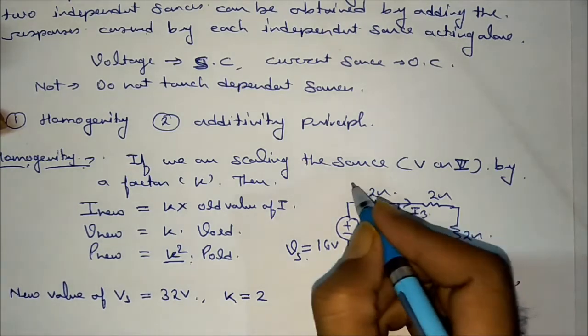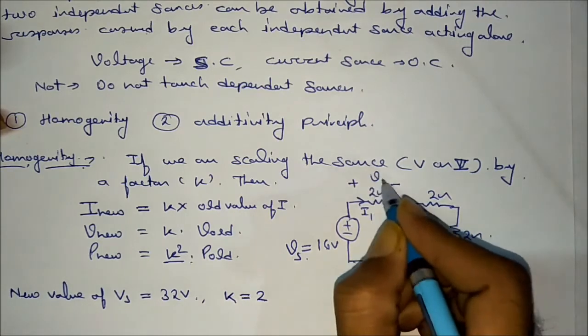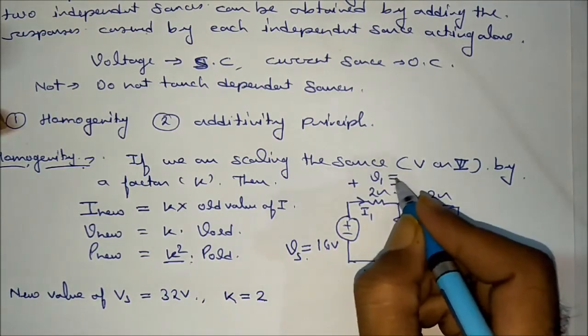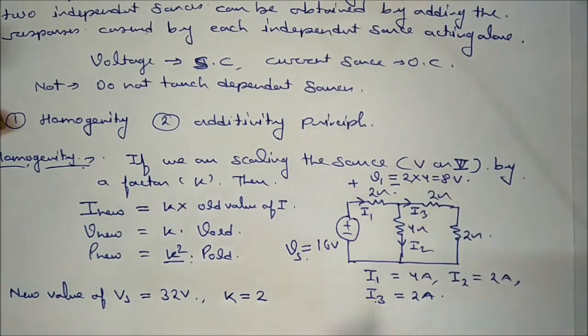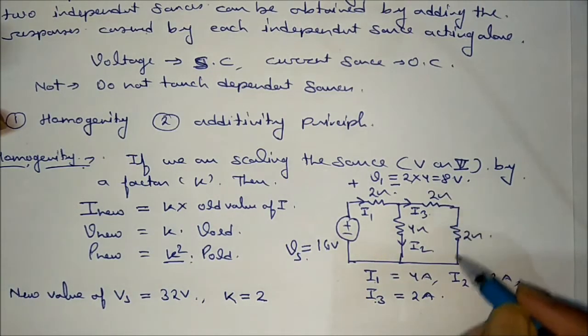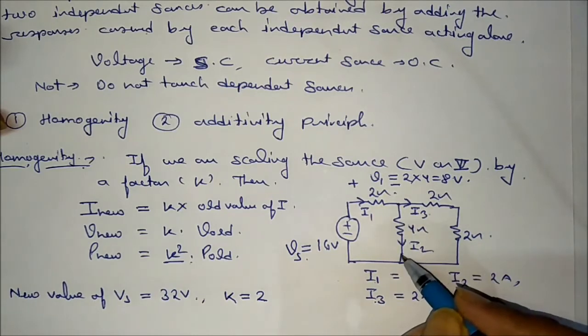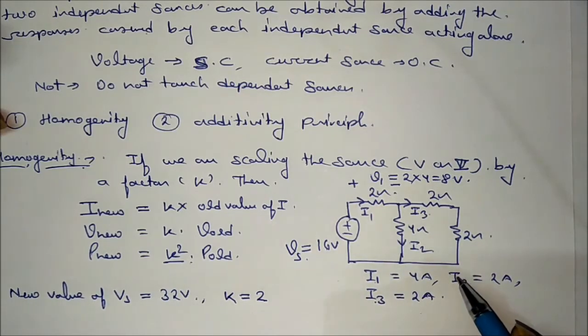If you want to calculate this V1, V1 is equal to 2 into I1. I1 is 4, so that is equal to 8 volt. Similarly, you can calculate this voltage and this voltage. So all the responses will be scaled by that factor except the power value. Power will be scaled by a k square factor of the old value.